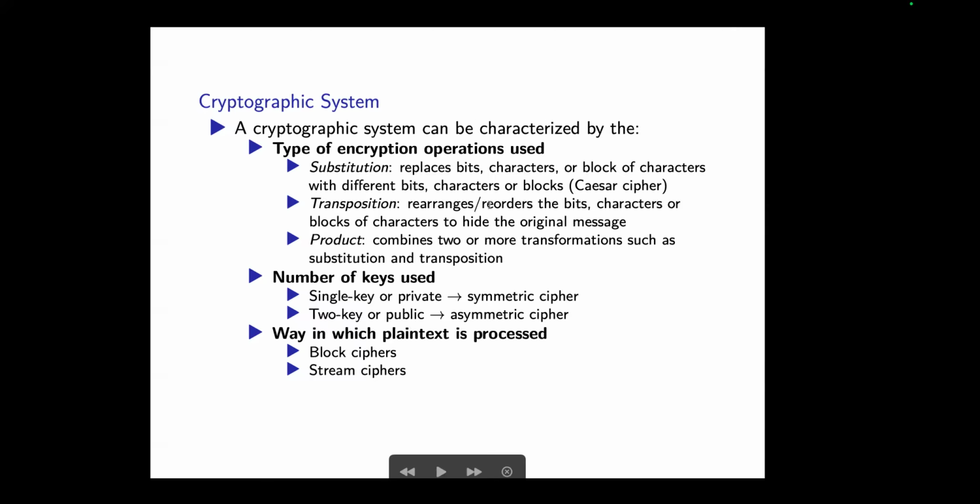We already covered that. And then the way in which plaintext is processed: block ciphers. In a block cipher, we have a message and we take it as a whole and we produce the outcome, right? How practical is that? Where would you do this? Where would you use a block cipher?